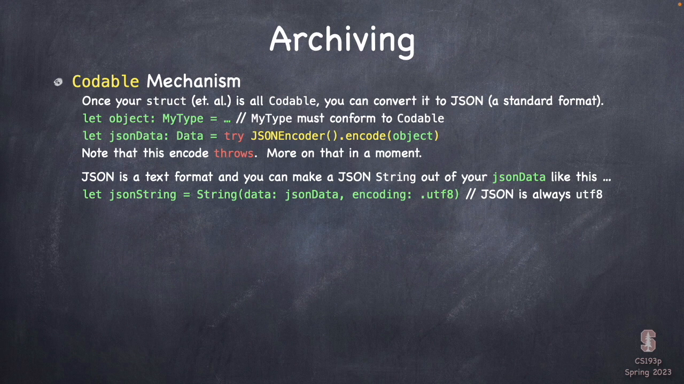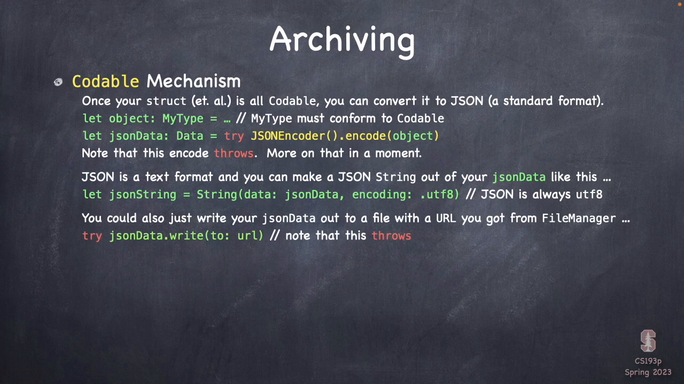Now this JSON is not a binary format, it's actually a text format. So if you want to turn that data blob into a string that you can look at, the JSON string, String has a nice initializer which takes the data and the encoding. JSON happens to always be encoded with UTF-8, which is a Unicode 8-bit bytes format. And if you do that, you'll get back the string and it'll look like JSON that you're used to. Now, you can also take that data blob, of course, and write it to a URL because it's a Data. So you can do write to URL. Of course, that throws, as we know, so you have to try it.